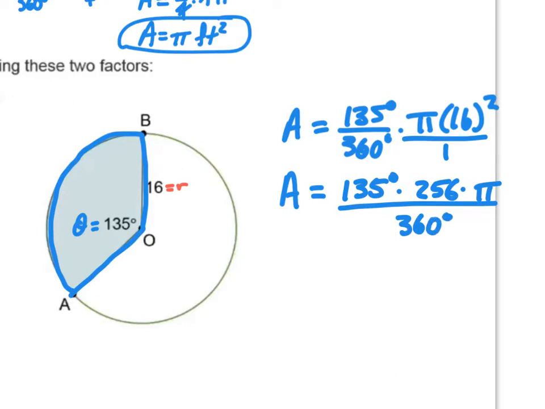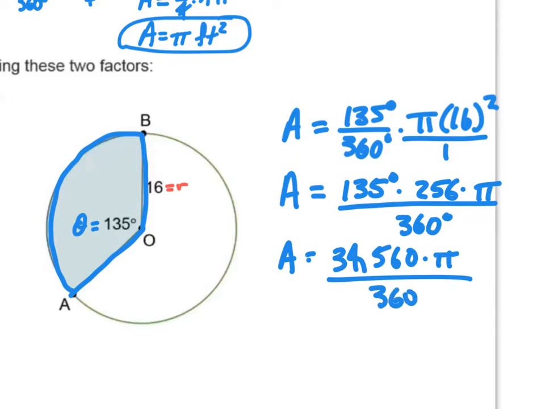You can simplify this however you want, but I'm going to do 256 times 135, and this gives me 34,560 times pi. Divide that by 360, and it gives me 96. So my area ends up being 96 times pi. I multiplied these two numbers together, then divided out separately and left it in terms of pi. And this would be units squared.